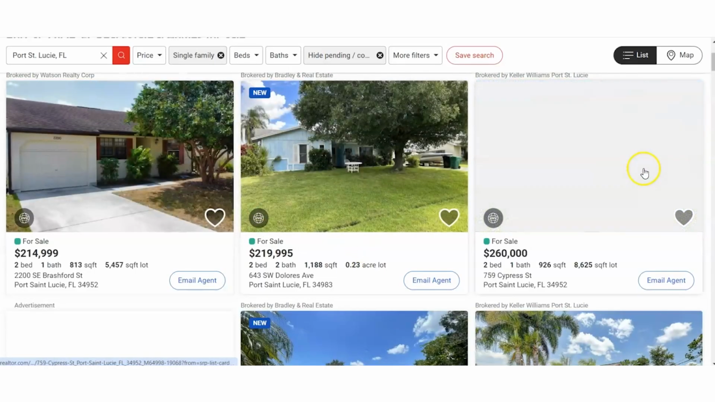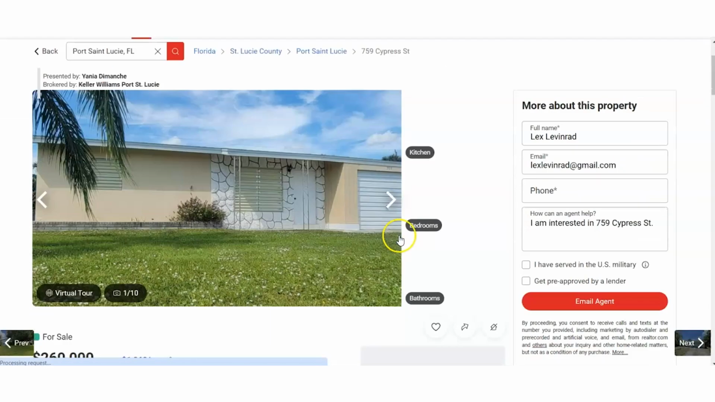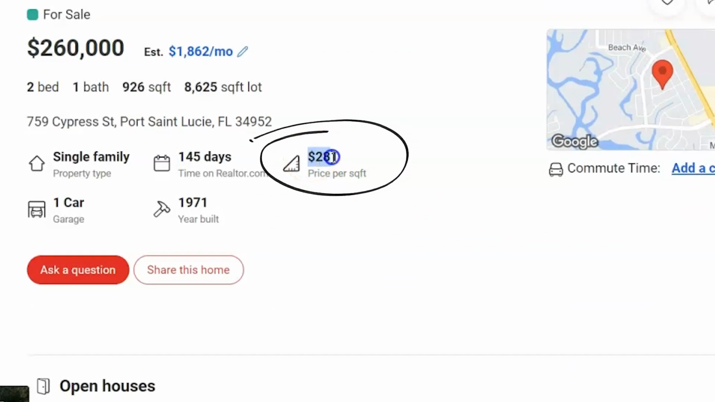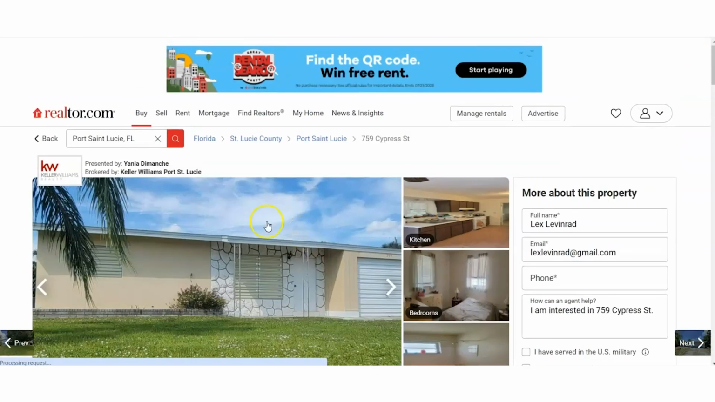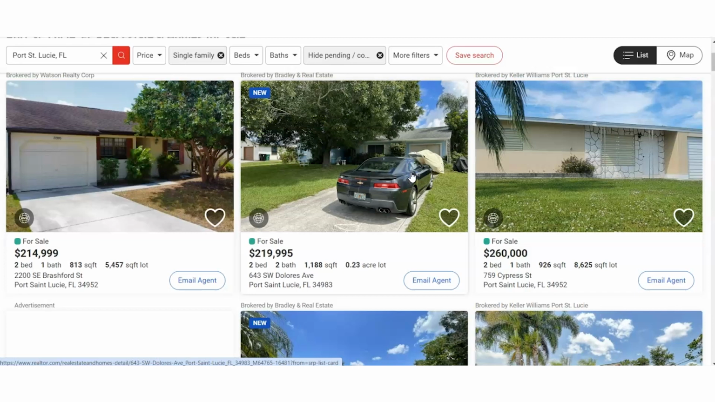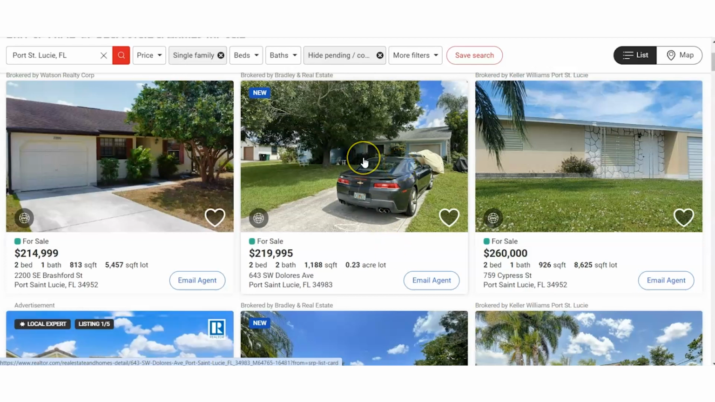Let's compare that to the next one, which is $260,000, and that one over there is $281 per square foot. So there's a $100 per square foot price differential. All right. So now if you have access to the MLS, you're actually able to sort the MLS by price per square foot. If you don't have access to the MLS, you have to do it this way.